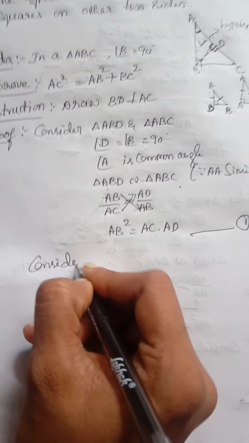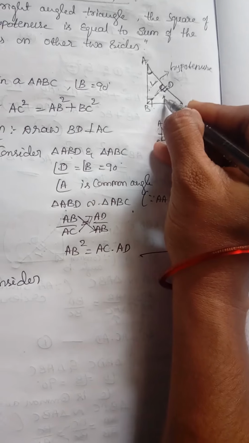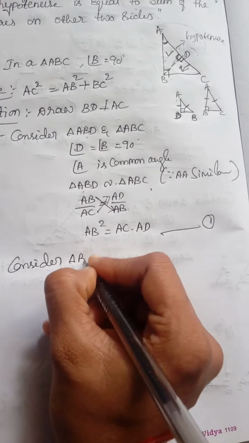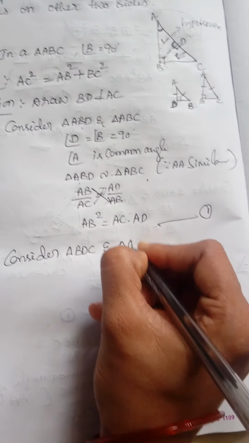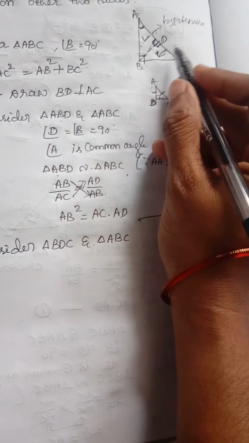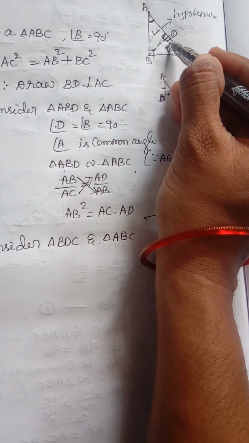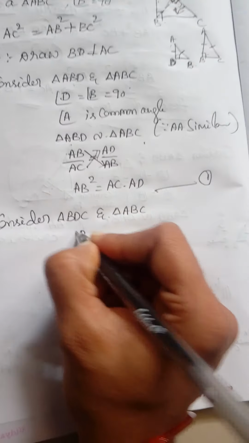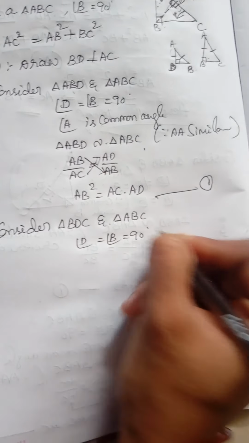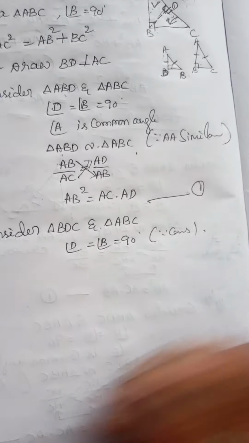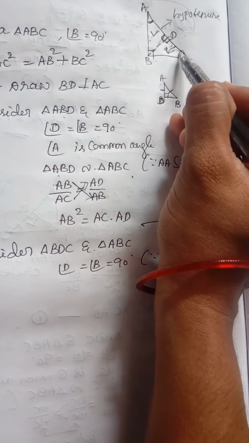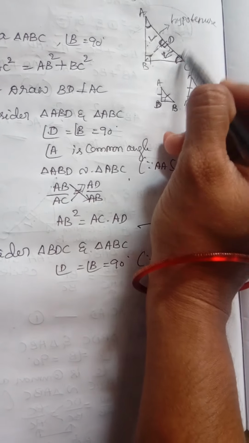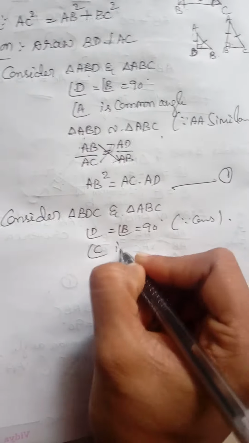Consider the other triangle, the remaining triangle BDC, and the whole triangle ABC. In BDC and ABC, angle D is 90 degrees in BDC and angle B is 90 degrees in ABC. Therefore, angle D is equal to angle B, which is equal to 90 degrees by construction. Also angle C is common for both triangles. C is in BDC and ABC. Therefore, angle C is the common angle.